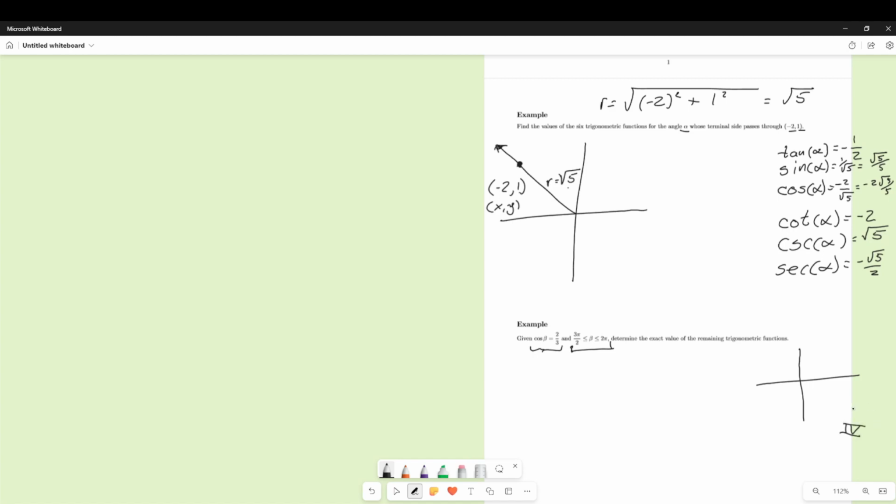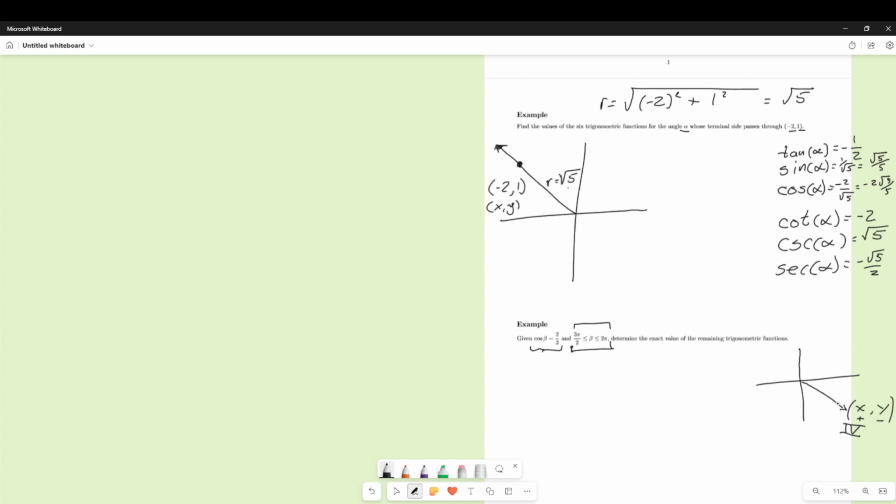Quadrant 4 means our x values are going to be positive and our y values are going to be negative. Now that makes some sense because our cosine we associate with our x values, and this is positive, so we had to be somewhere where the x's were positive. That would have been either quadrant 1 or quadrant 4. But without this additional information, we wouldn't know whether our y values were positive or negative, so we have to pay attention to that.